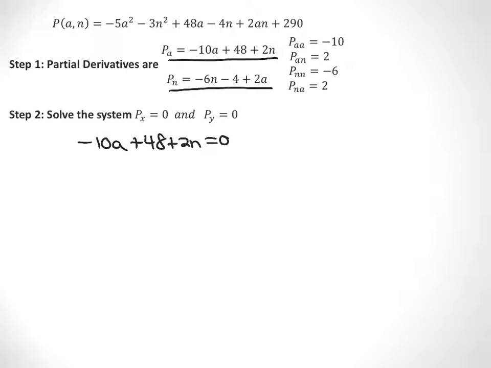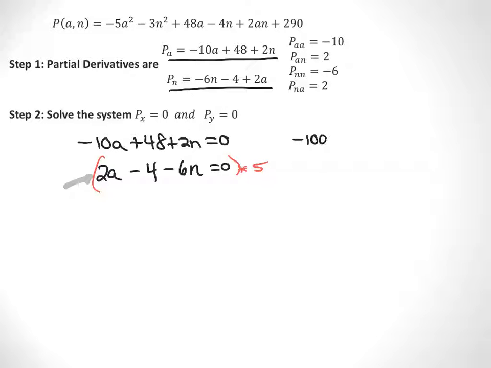And then the next guy, let's go ahead and put them underneath the like terms. Negative 6n minus 4 and then positive 2a, all equal to 0. Now, if this first guy was equal to positive 10, I could add to 0 and get those two to work for me. So I'm going to multiply this second equation times 5.